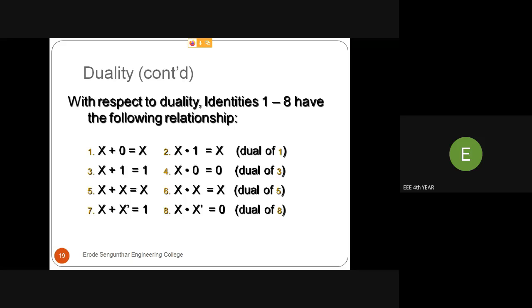So x plus 1 is equal to 1. Now x into 0 is equal to 0. Here the addition is exchanged into the product and 1 is exchanged into 0. So like that we have obtained the dual.